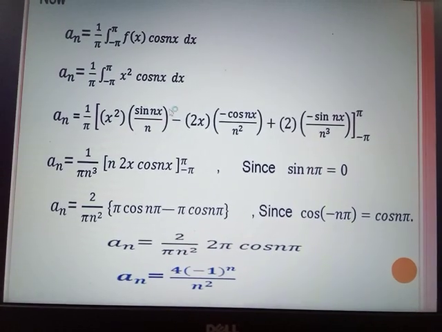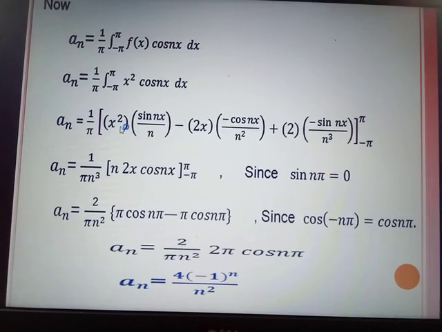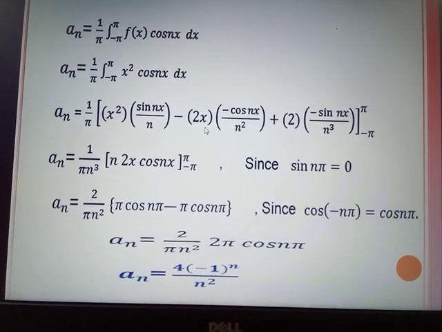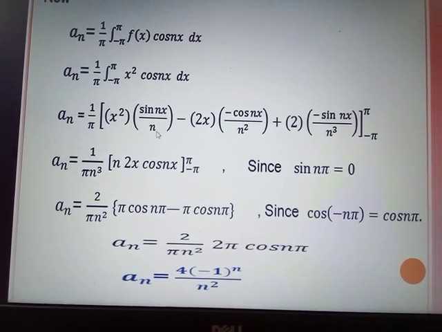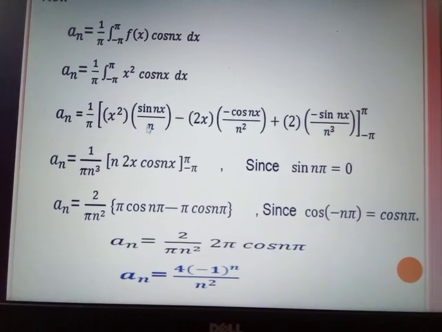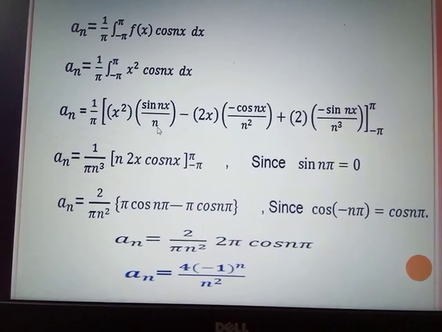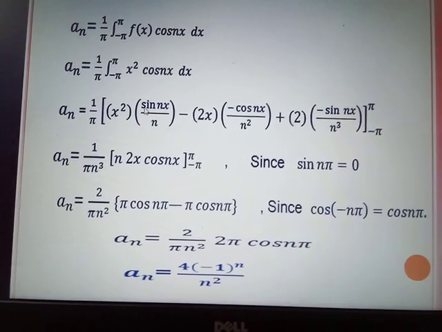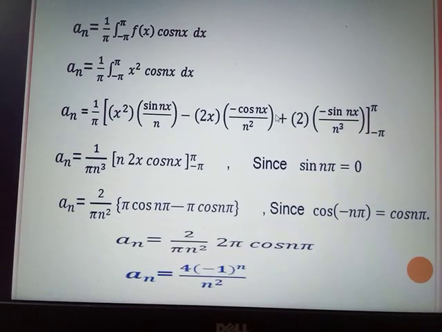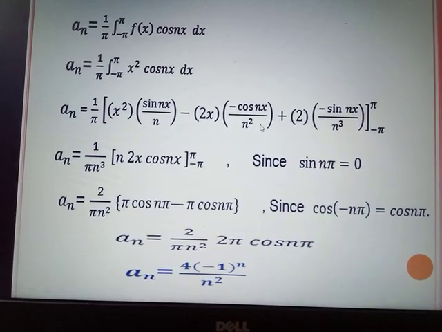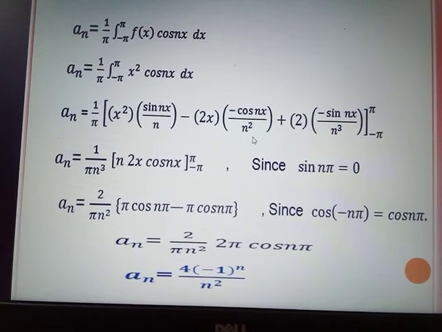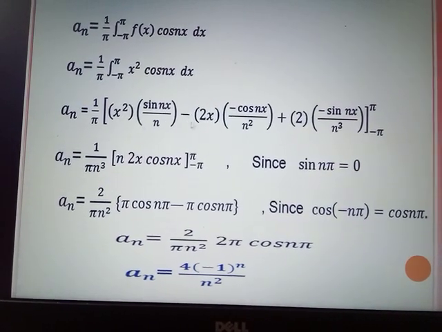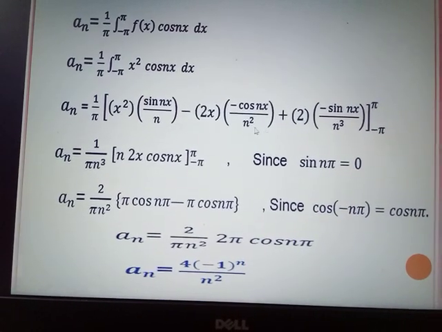Then minus, differentiate this x square. Differentiation of x square is 2x into, again integrate this sin nx by n, not cos nx. 1 by n is constant, keep as it is. Integration of sin nx is minus cos nx, cos nx divided by n. Already here we have n. n into n is n square. Therefore, it is 2x into minus cos nx divided by n square.